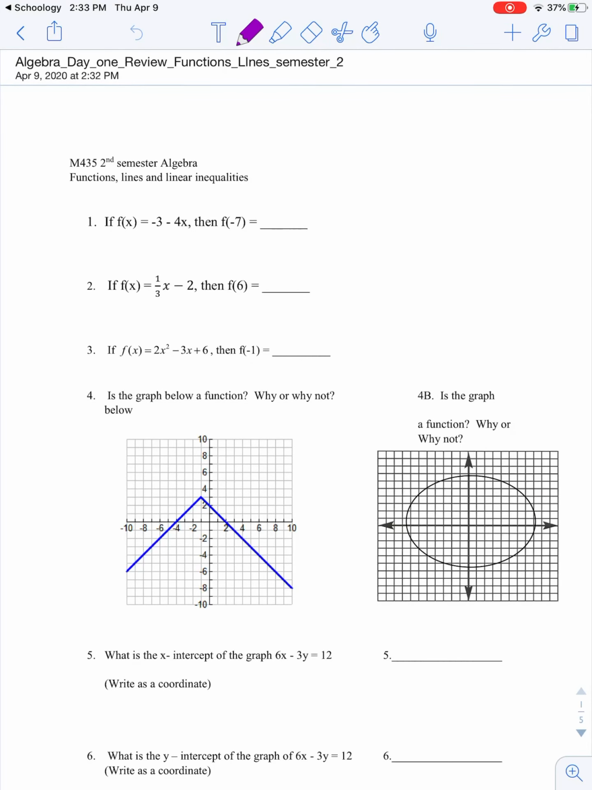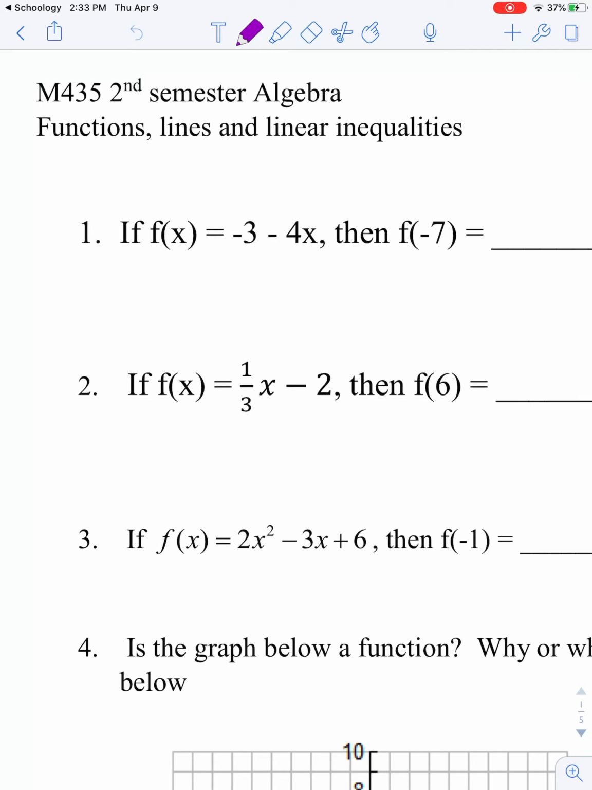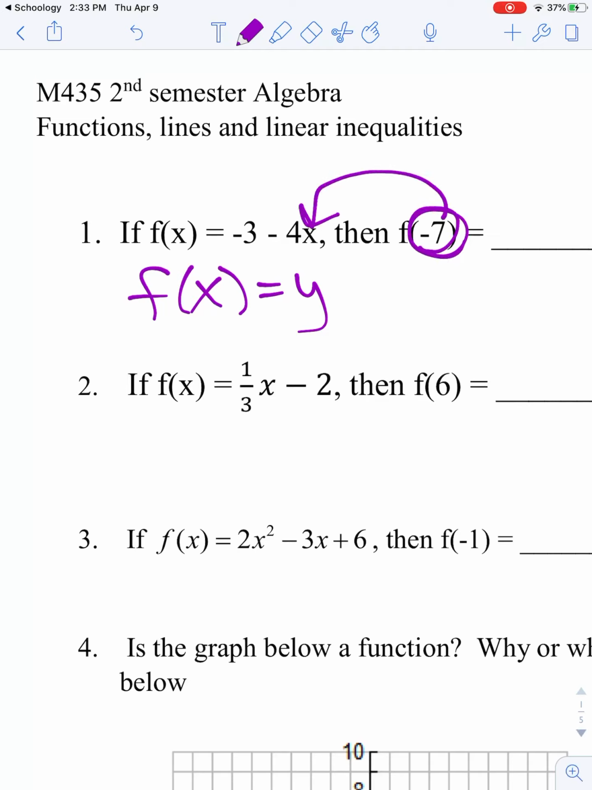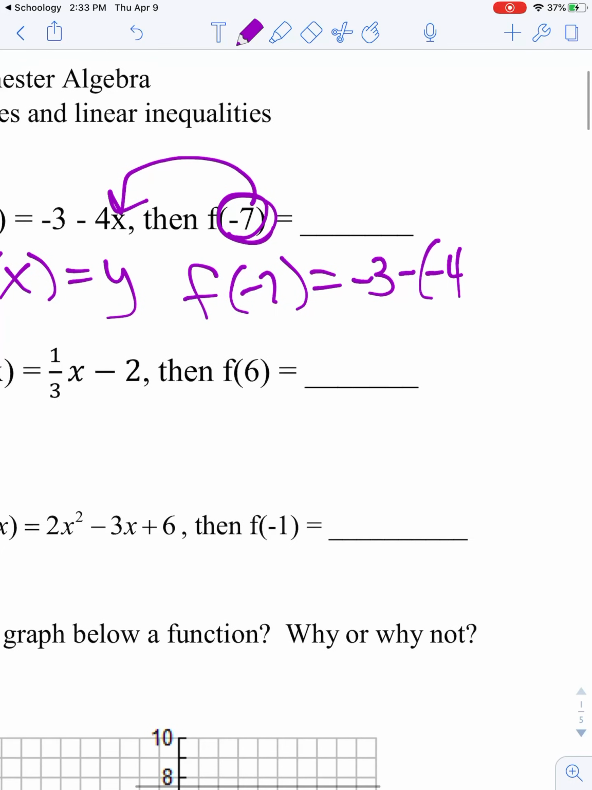Okay, so we reviewed logic. Now we're going to review some of the algebra. Okay, so just this notation again, the function notation. f of x always equals y, so whatever here gets plugged in for x. So when you do f of -7, you're taking the -7 and you're plugging it in wherever the x is.